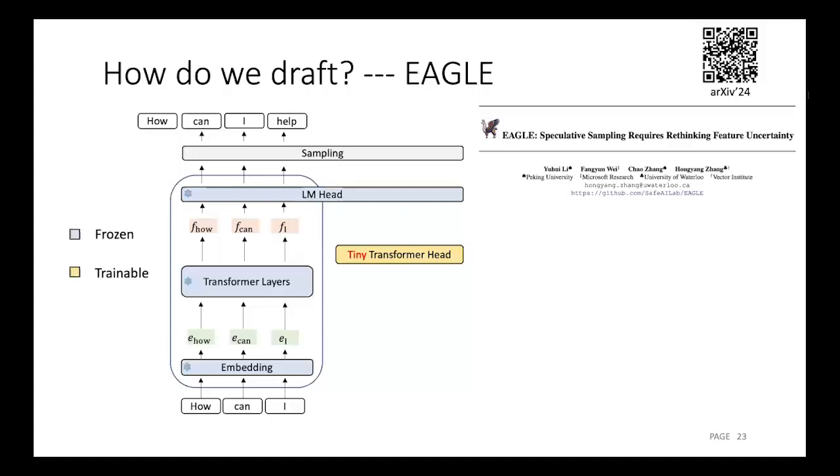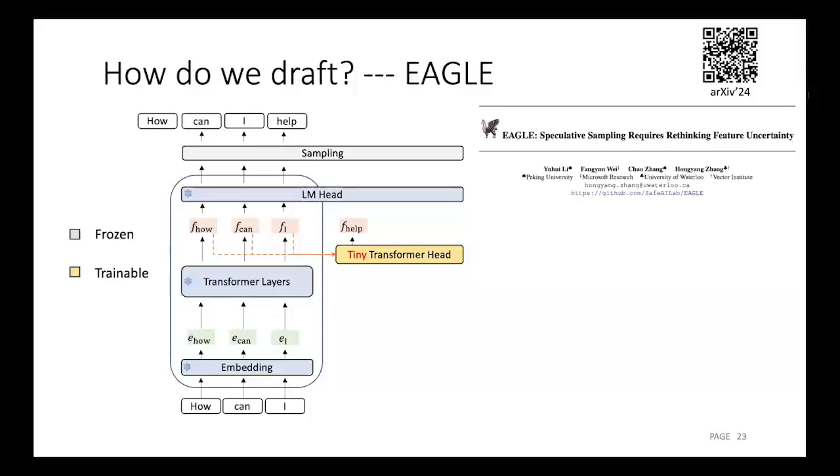We input it, and the blue layers are the ultra large language model, and we freeze the parameters here. So we input the prompt into the embedding layer, we get the embedding. We input this embedding into the transformer layer, and we get the features. What we want to do is train a tiny transformer head to do the next feature prediction. So we input the features into the tiny transformer head and try to predict the next feature.